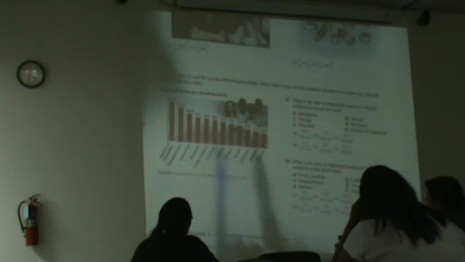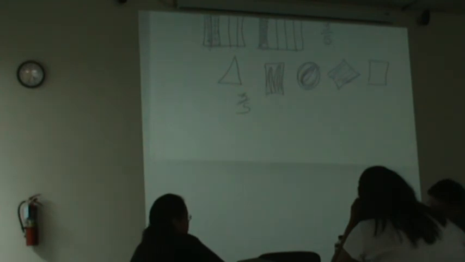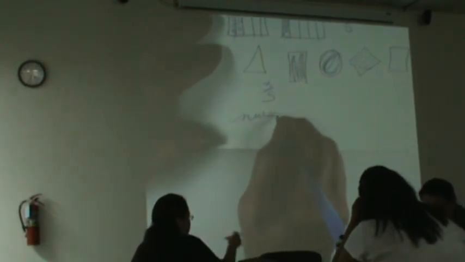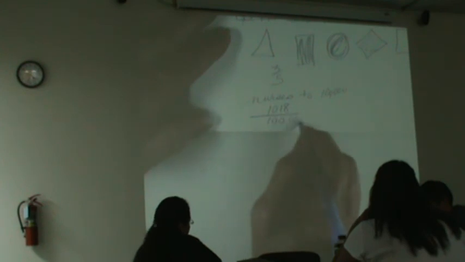Okay, so you're going to do problems like that. The first one is the number that goes on top. If it says something to something, that was saying nurses to 100,000, that would be 1018 to 100,000. This one is the top.